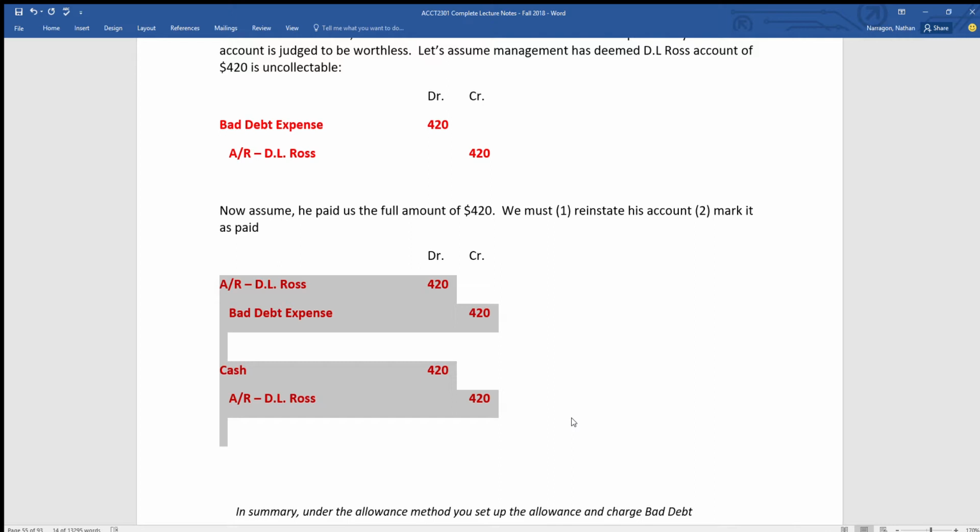And then the second one, after he reinstated his account, we get marked paid by saying we received the cash. And accounts receivable, DL Ross, gets credited, so he no longer owes us. So this is where we deem it uncollectible, or write it off. He's not going to pay us. Here, he decides to pay us, so we have to reverse the entry, and then do the cash. Okay, that's it. Direct write-off is so much easier. There's nothing to estimate.